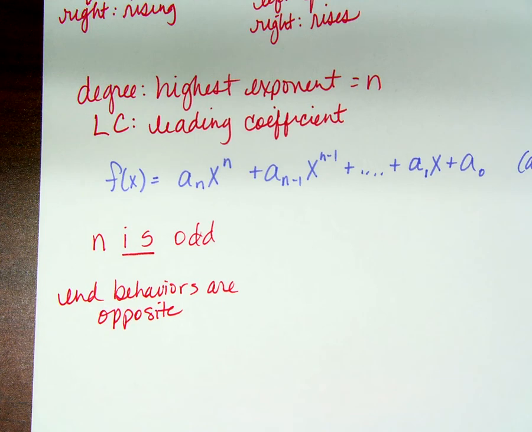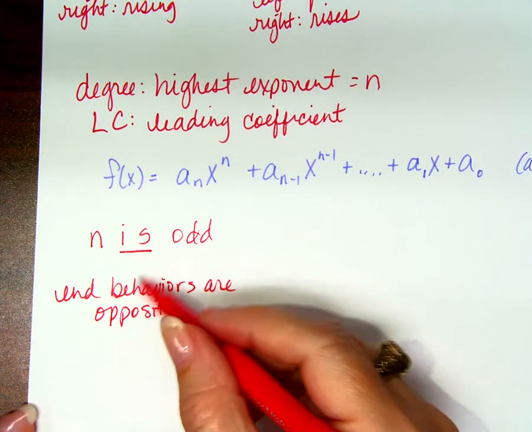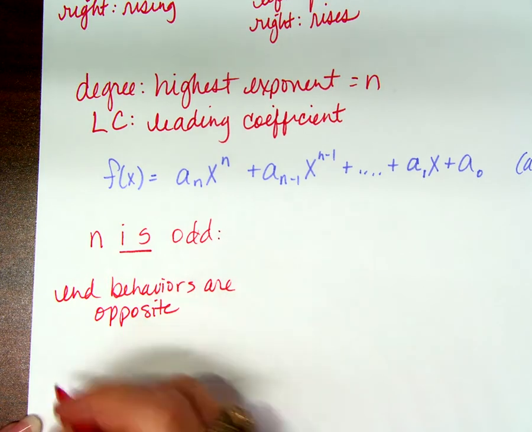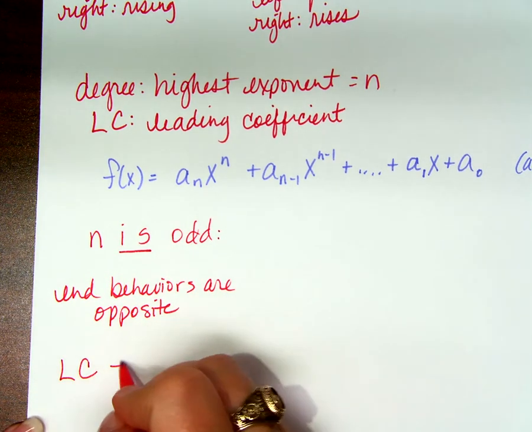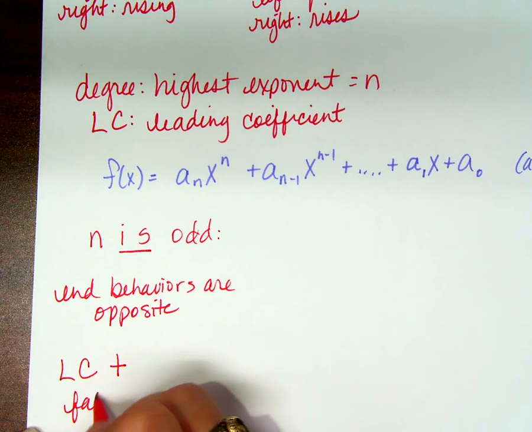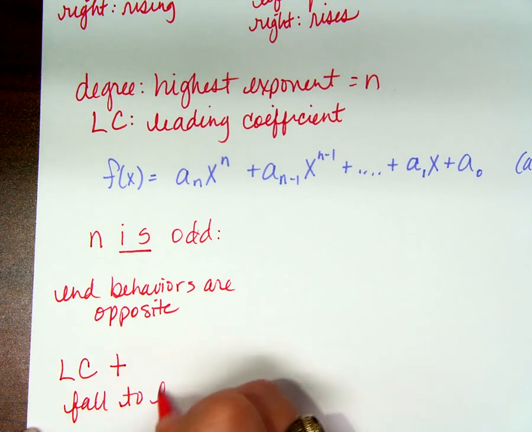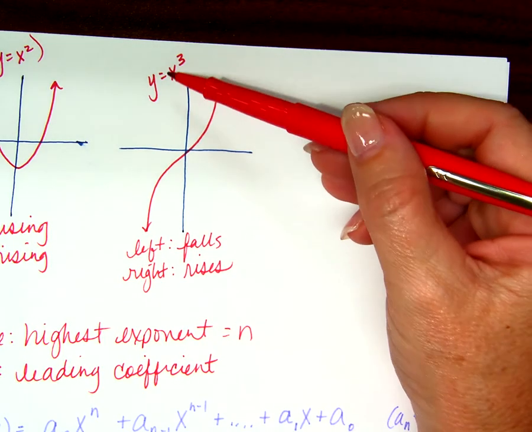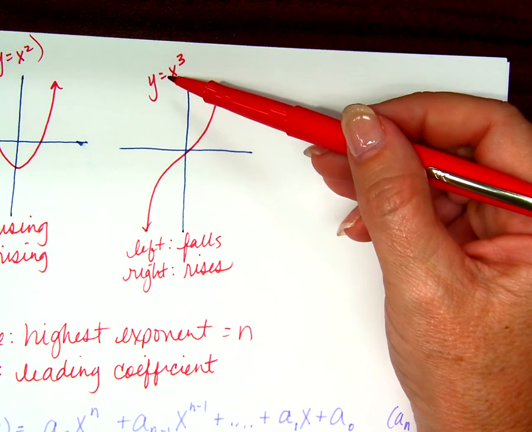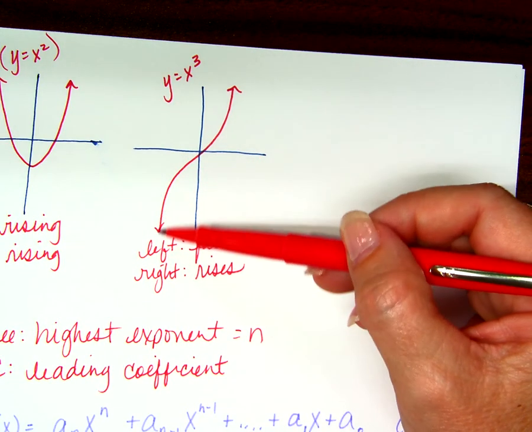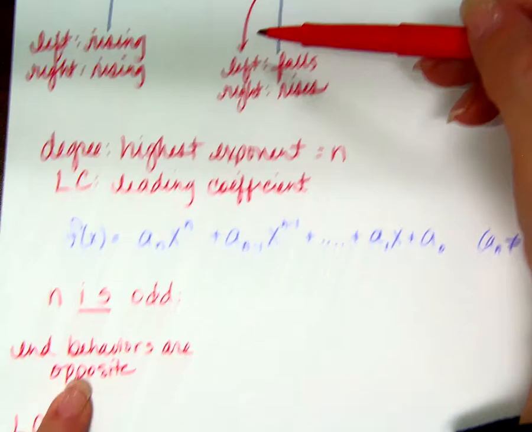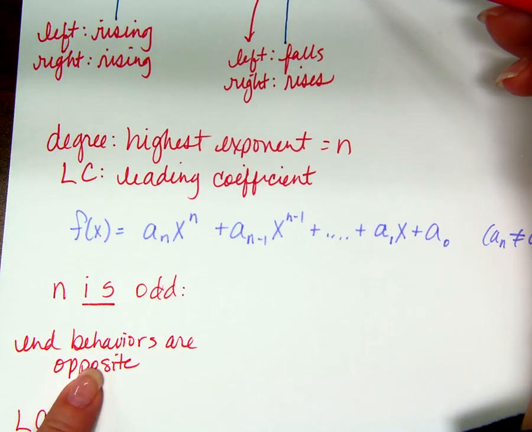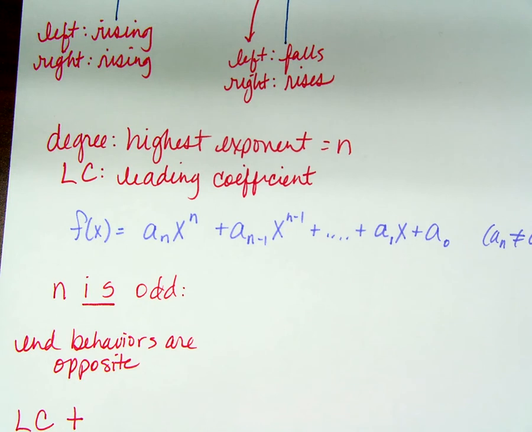When n is odd, if the leading coefficient is positive, the graph falls to the left, okay? Like this. My degree is odd. My leading coefficient in this case is just a 1. That's positive. It's going to fall to the left. Well, since I know that the behaviors are opposite, what's happening to the right? It rises. Okay?